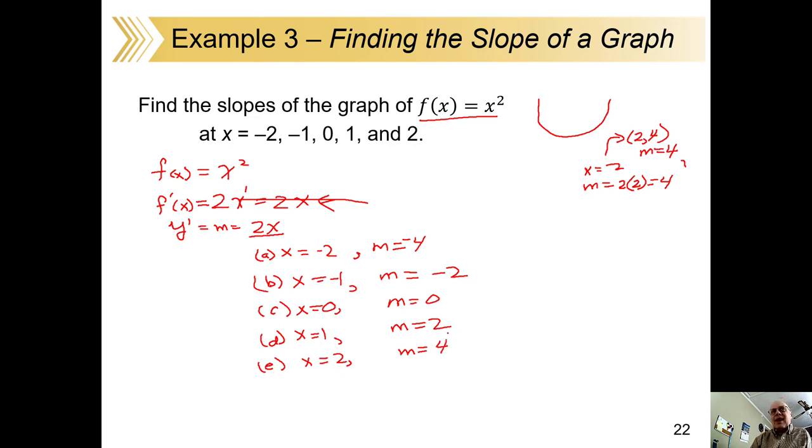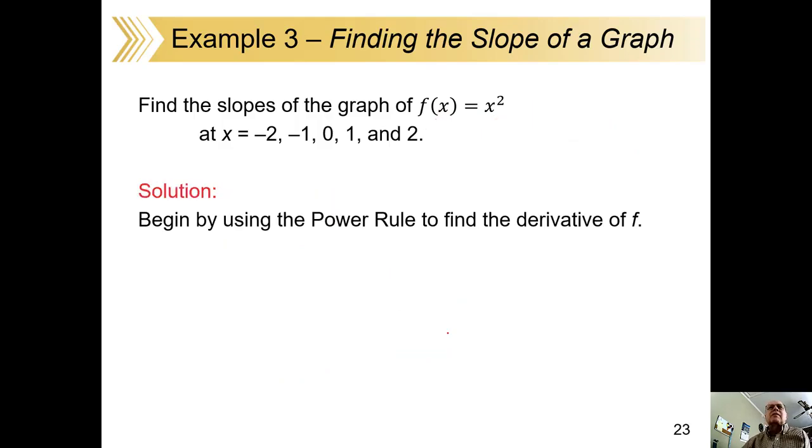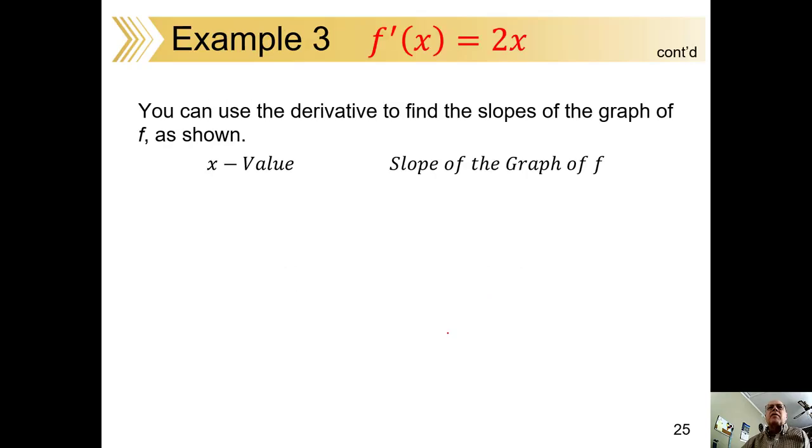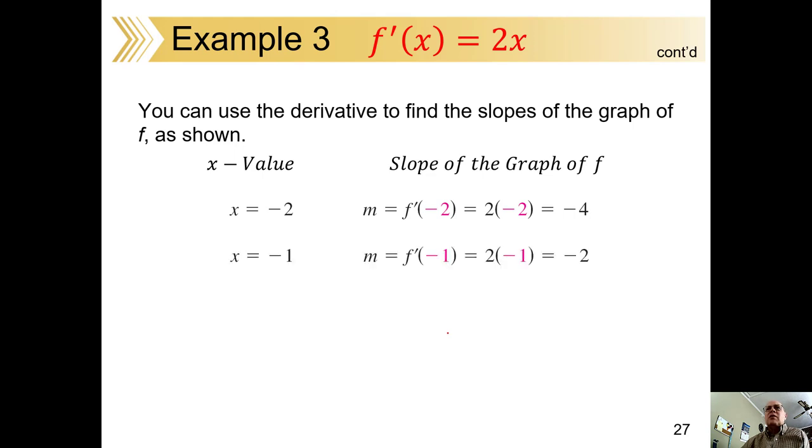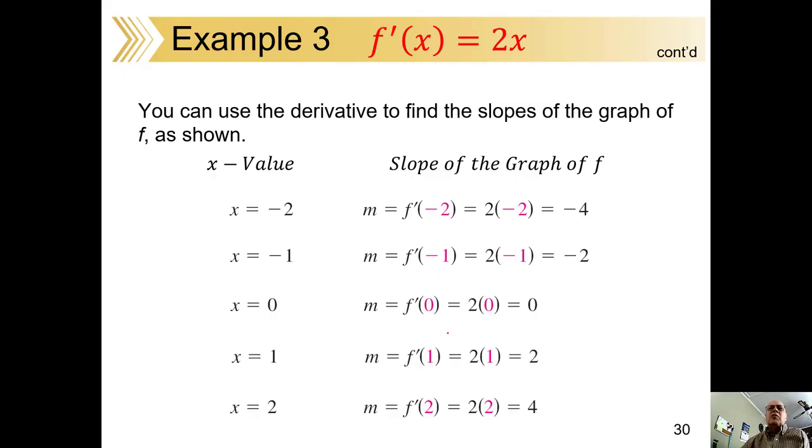It's as easy as that. It puts some concepts together, but it all works. So find the derivative, and just put the x values in. Slopes: -4, -2, 0, 2, 4. That easy.